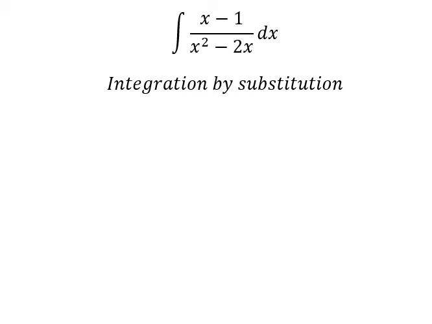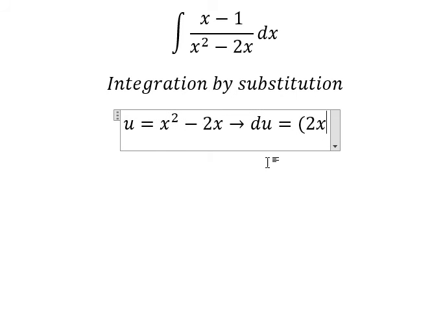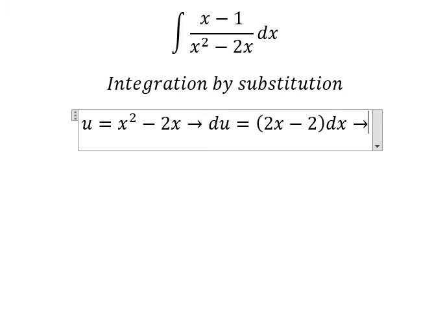So I will put u equals s squared minus 2s. Later, we do the first derivative for both sides. First derivative of s squared, you get 2s. First derivative of 2s, you get number 2. Because we don't have number 2 and number 2, we need to divide both sides by number 2.